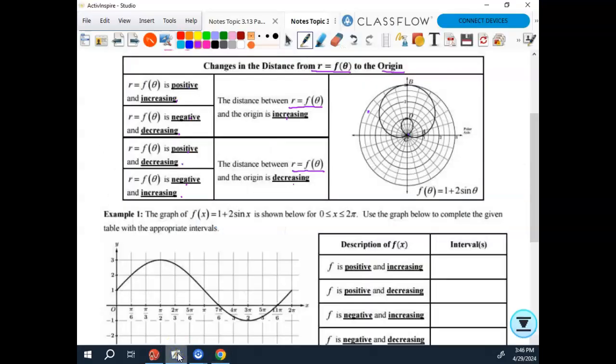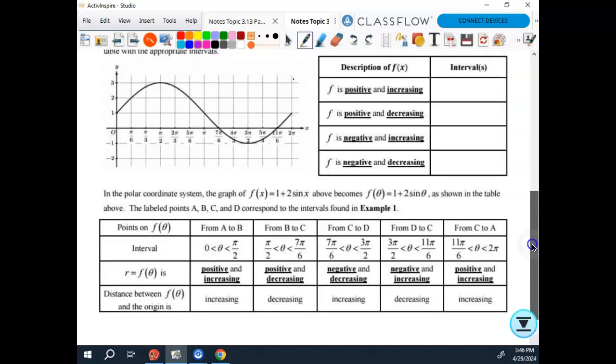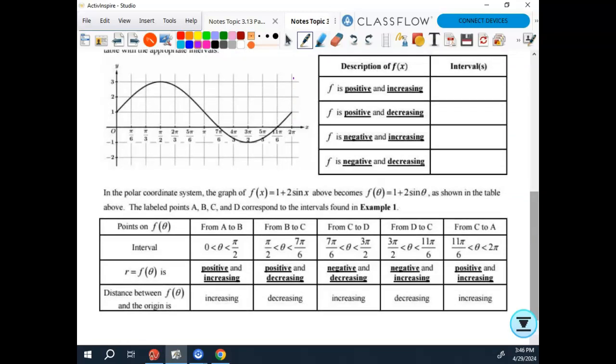So let's go back and look at this. This is the same function we just looked at, and this is the rectangular version of it. We're going to find the intervals where f of x is positive and increasing. We know how to find that here. Positive and increasing is right here. I'm going from 0 to pi halves.